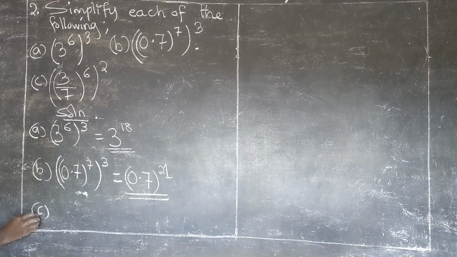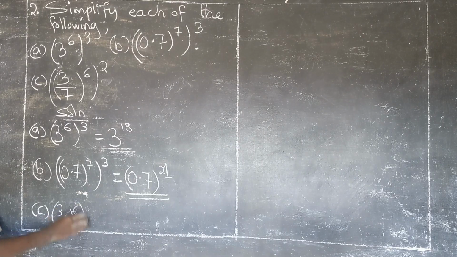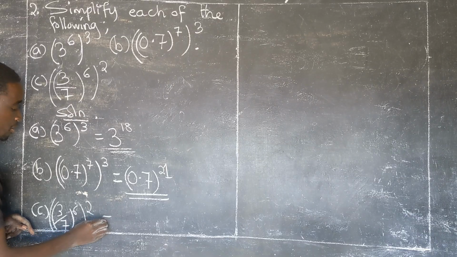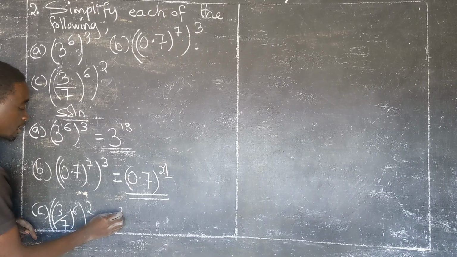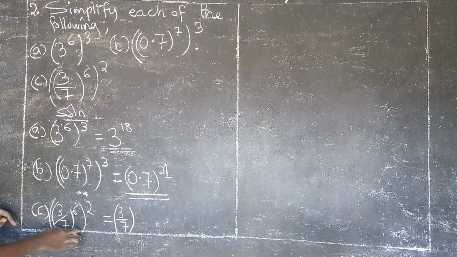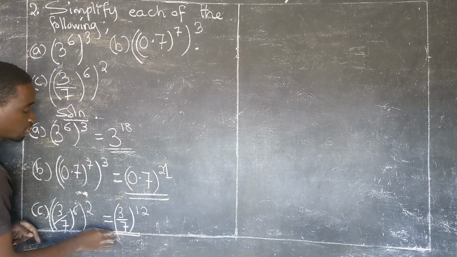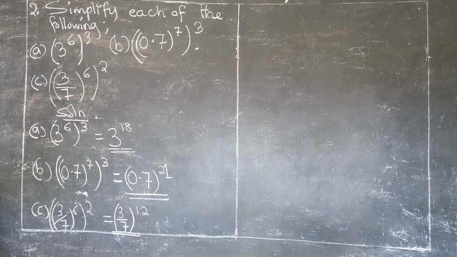The last one, part C, we are given 3 divided by 7 raised to 6, again raised to exponent 2. Here, according to the power law, we just take it as it is, and then we multiply the exponents, 6 times 2, where we get 12. Now this will be the answer: 3 divided by 7 raised to exponent 12.